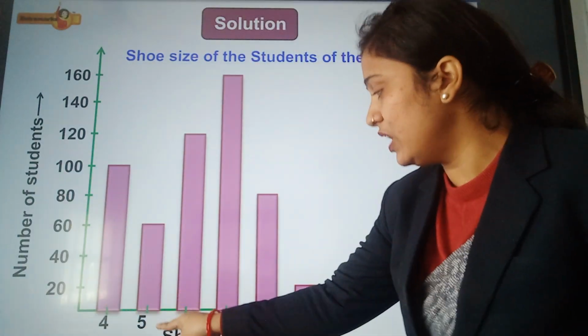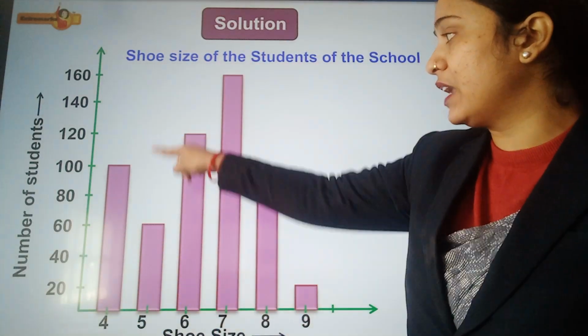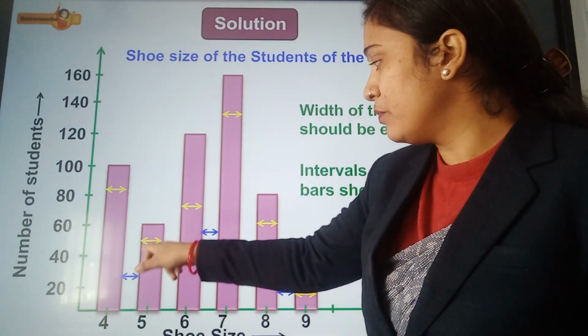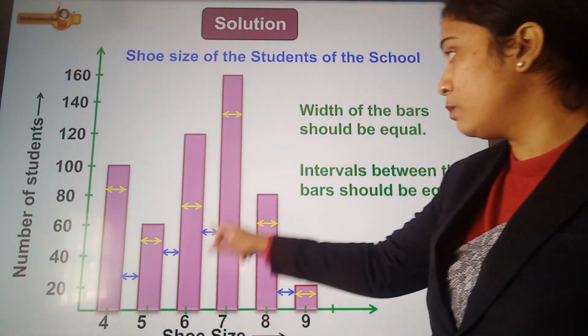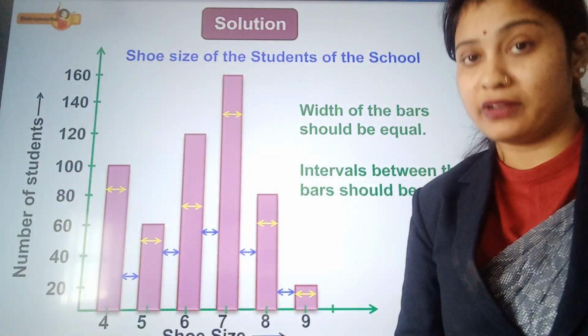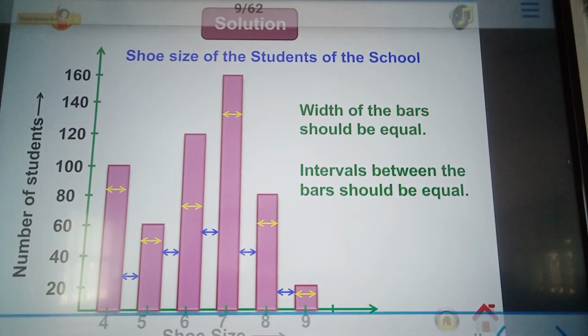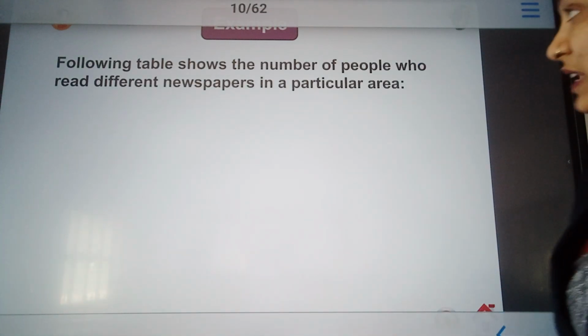Now corresponding to each shoe size we will mark it on the basis of the table. We have to keep in mind that the width and the gap should be the same for all the bars. Okay, that should be the same for all the bars. Then let us go with one more example.